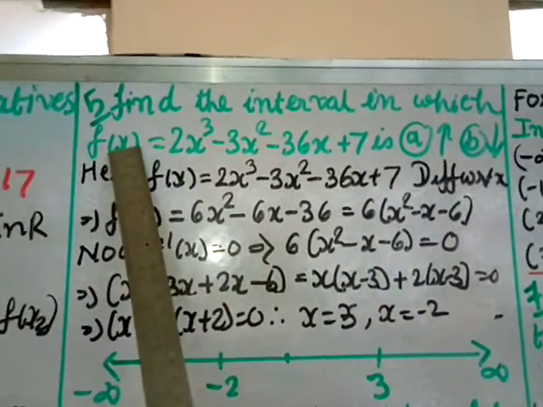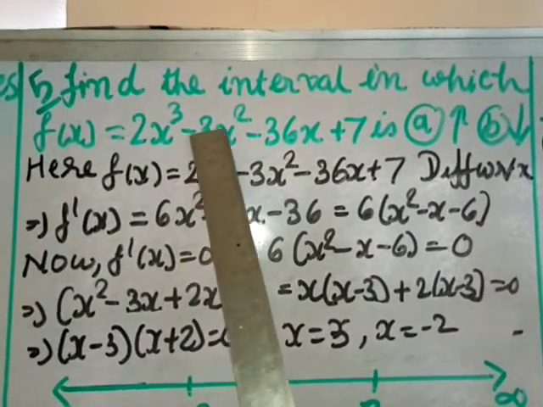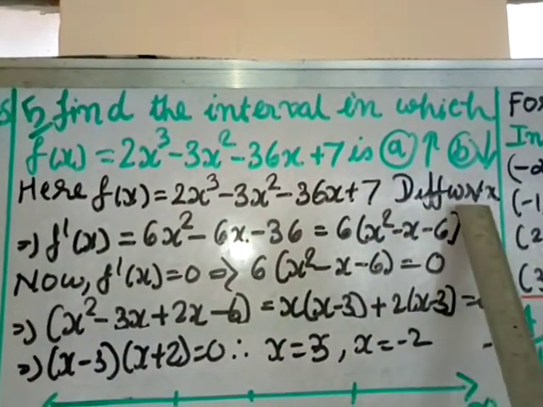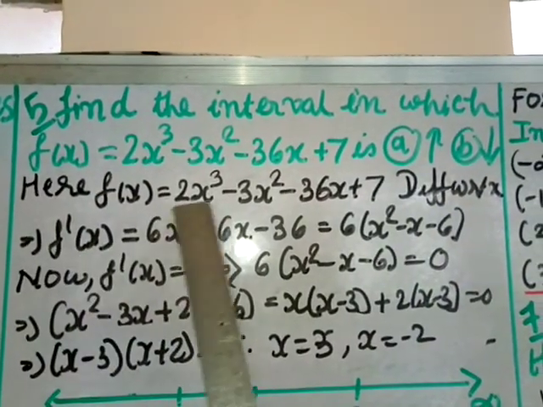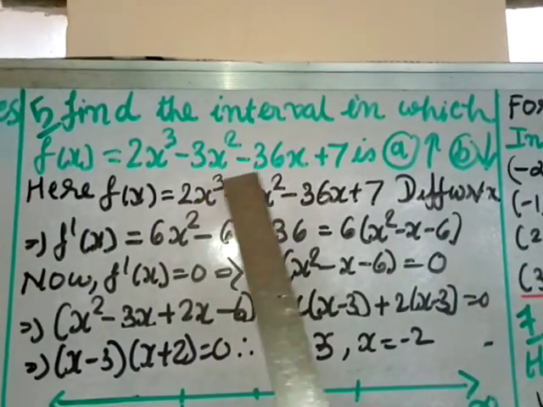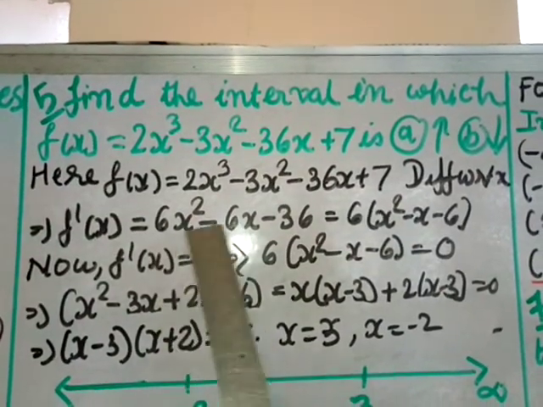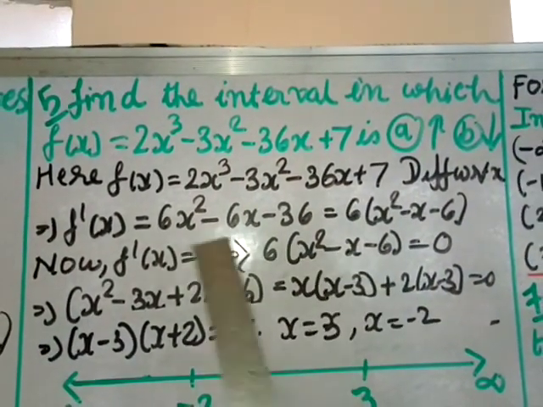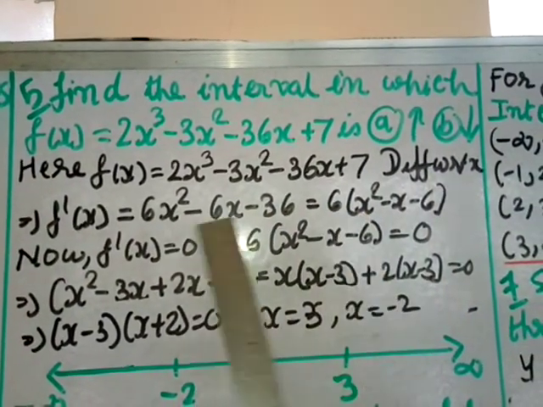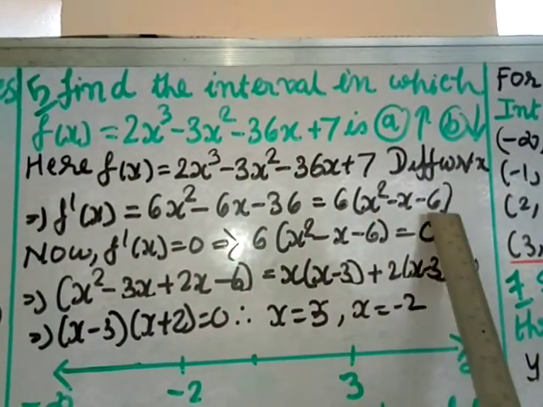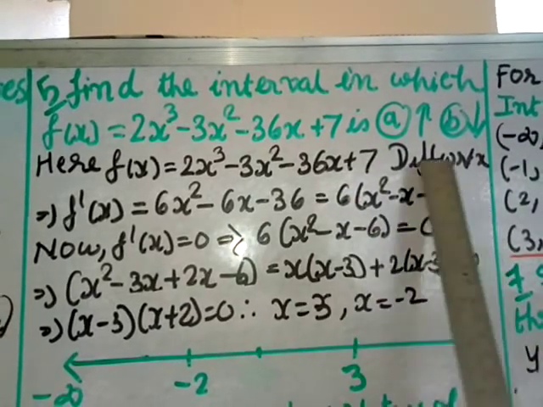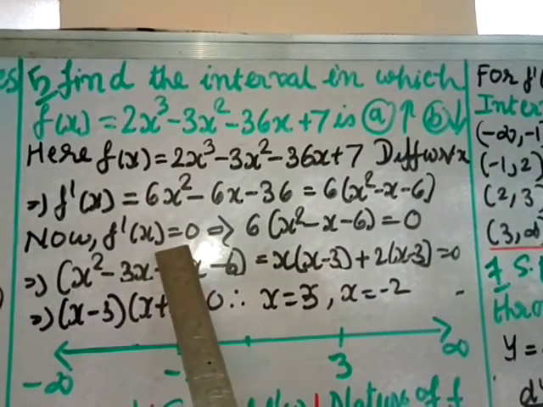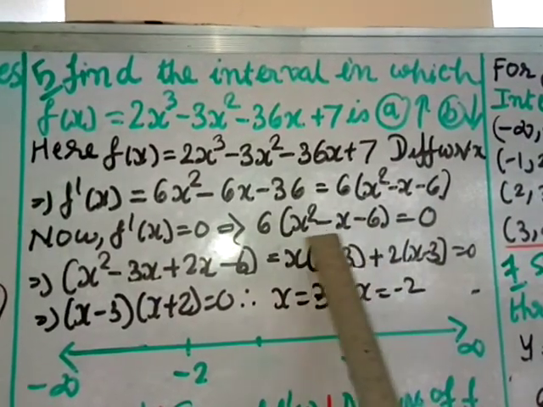Okay, so first I will take f(x) is equal to 2x cube minus 3x square minus 36x plus 7, differentiate with respect to x. So f dash x: 2x cube gives 3x square, so 2 into 3, 6x square, minus 3 into 2, 6x, minus 36, x is 1, this is 0. From all these three I can take 6 common, here remains x square minus x minus 6, then I have to equate with 0. Now f dash x equal to 0. Okay, after differentiating equate with 0 and then solve for x.